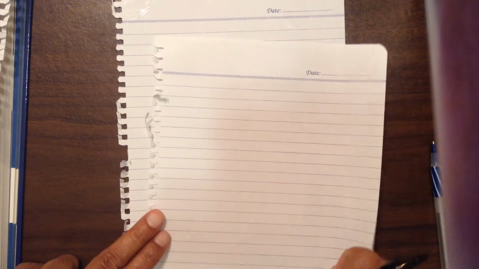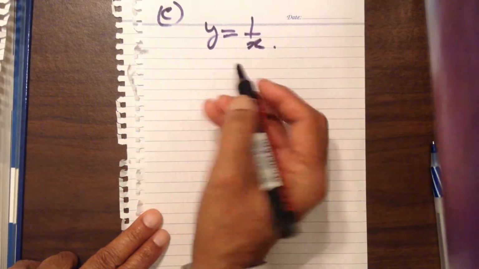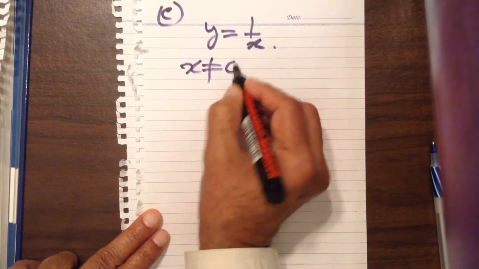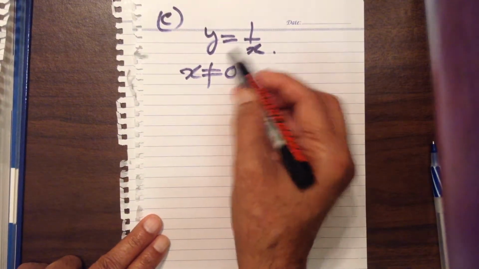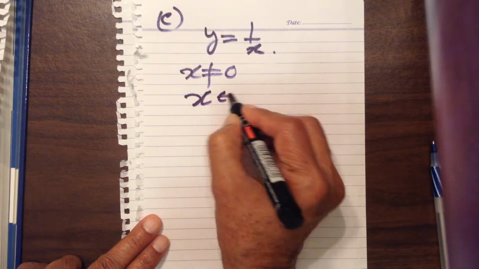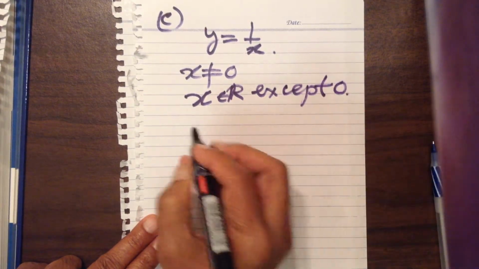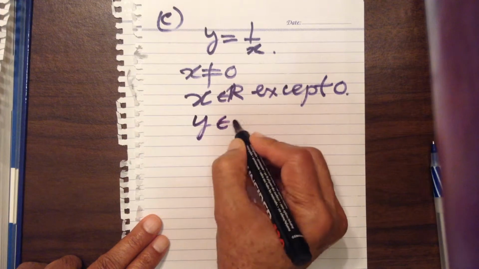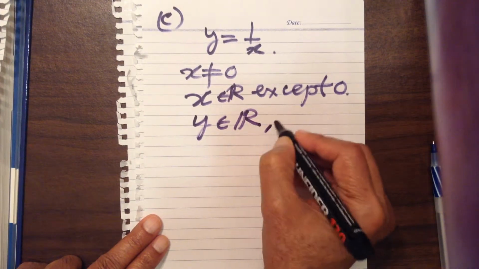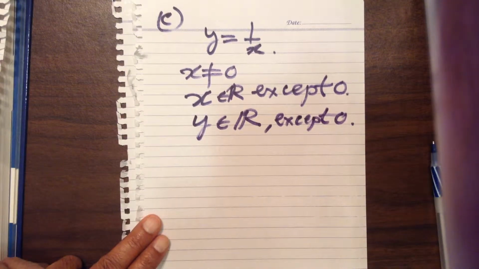Let us do part C. y is equal to 1 upon x. Now I'm sure you know that x must not be equal to 0. Other than that, any real value can be assigned to x. So x belongs to real numbers except 0, and similarly y belongs to real numbers except 0. So that is part C.